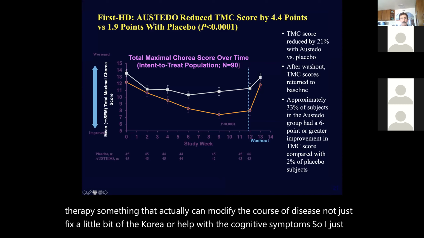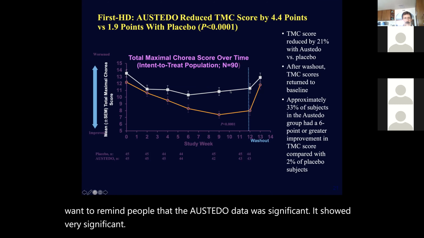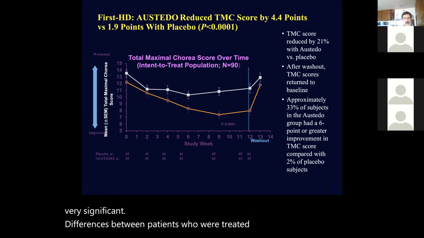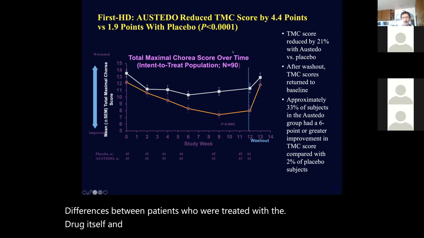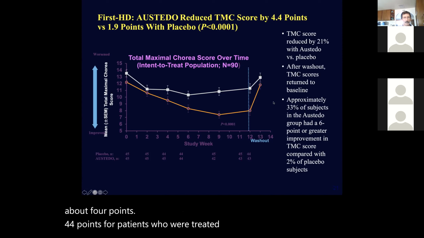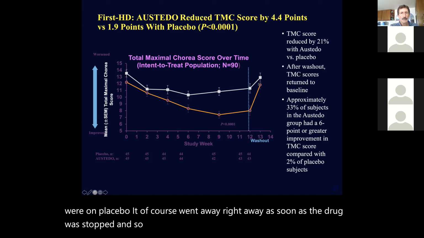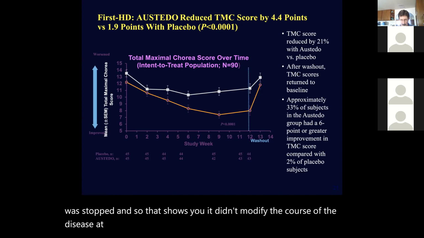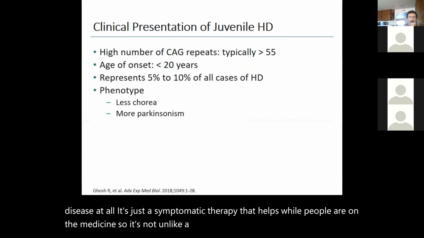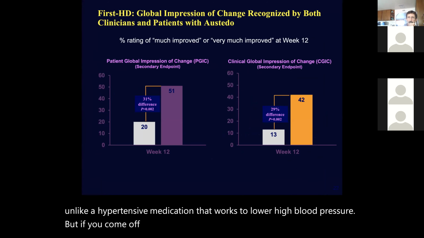So I just want to remind people that the Austedo data was significant. It showed very significant differences between patients who were treated with the drug itself and those who were on placebo. There was a difference of about 4.4 points for patients who were treated with Austedo versus those who were on placebo. It, of course, went away right away as soon as the drug was stopped. And so that shows you it didn't modify the course of the disease at all. It's just a symptomatic therapy that helps while people are on the medicine. It's not unlike a medication that works to lower high blood pressure, but if you come off of the medicine, it doesn't work any longer.